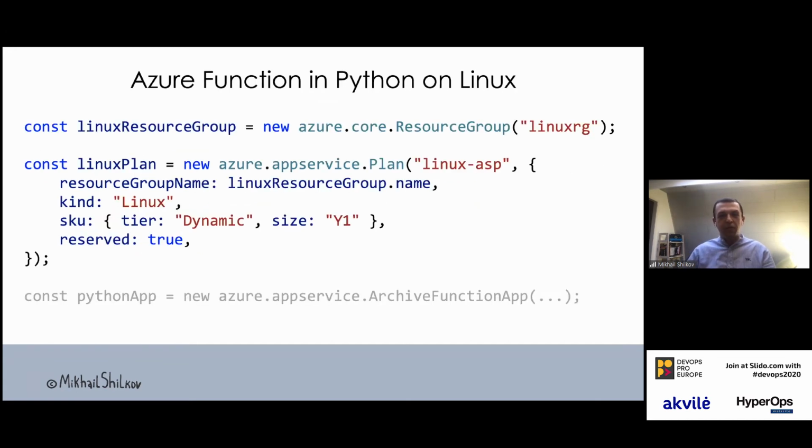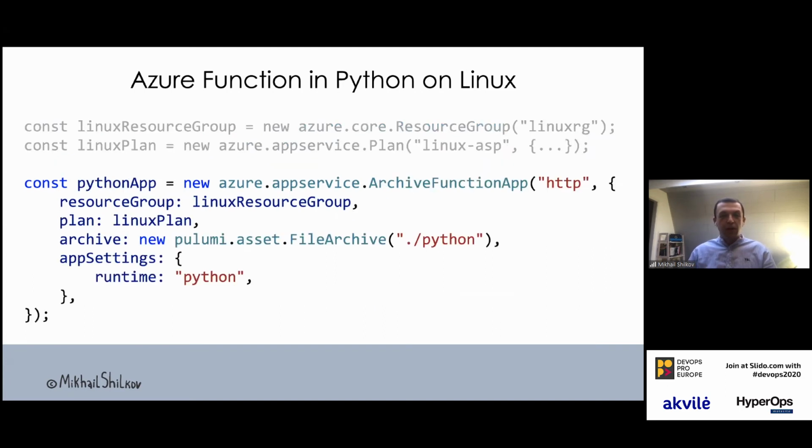A slightly more sophisticated example, if I need to deploy Python functions, I need to create a separate Linux plan. That's how Azure Functions work. And then I define this plan as a separate resource. And then I have yet another extra option in my ArchiveFunctionApp component called plan that you can pass my Linux plan to. And if this plan is passed explicitly, the ArchiveFunctionApp will not create its own plan, but will use this one. Otherwise, it would create a new one.